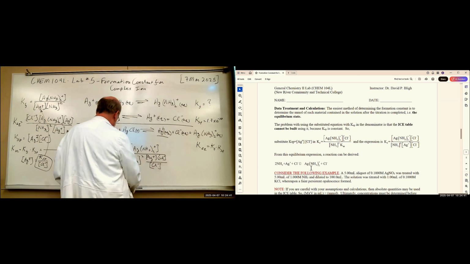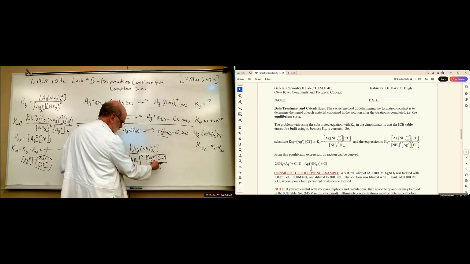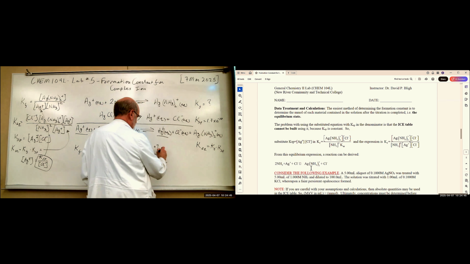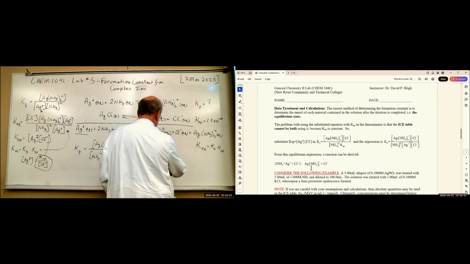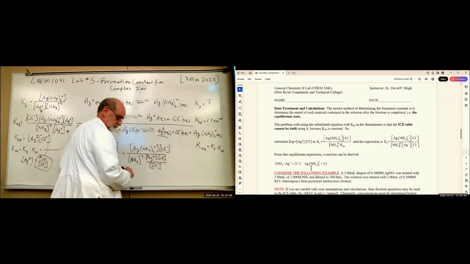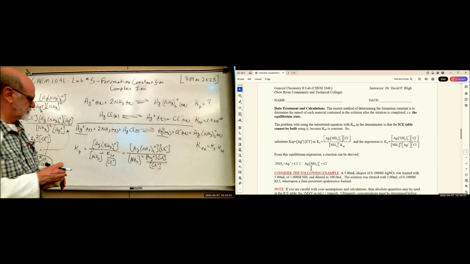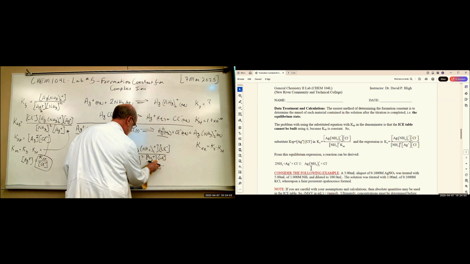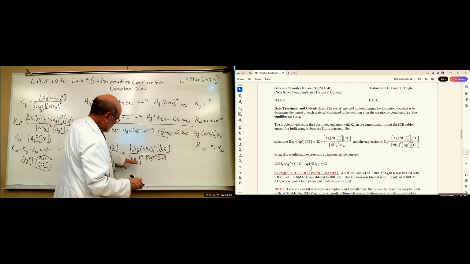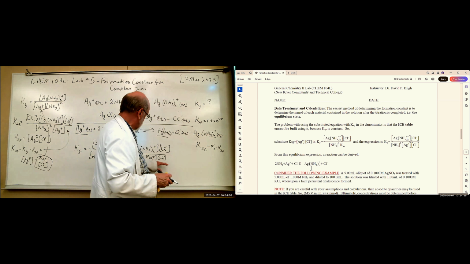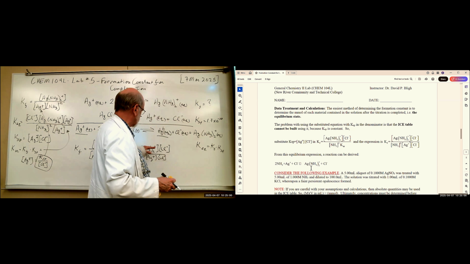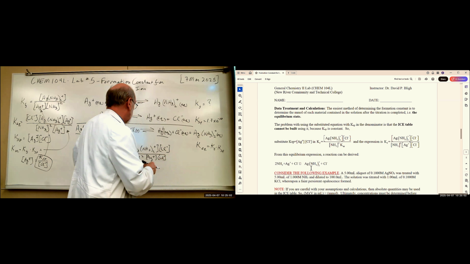Okay, then we flip this up, right? The denominator of the denominator is the numerator. So now the chloride comes up here. So now in the denominator, we have ammonia squared times silver times chloride, and then this is the complex ion times chloride. Okay.